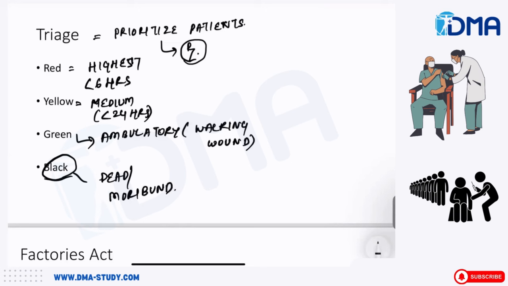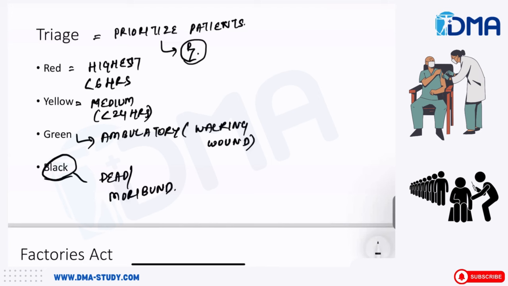So what I'm trying to say is that triage is a method of prioritizing patients in case of any disaster, and you have four colors: red, yellow, green, and black. Red is of highest priority, where you have to treat the patient within 6 hours, for example in case of pneumothorax. Yellow is of high to medium priority, where you have to treat the patients within 24 hours. If you have fractures or something like that, they go in the yellow category.